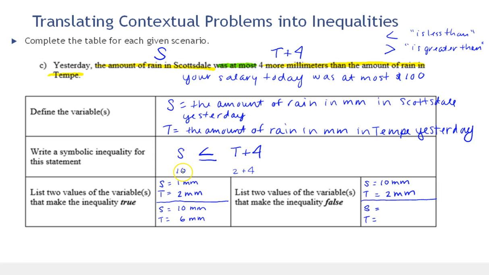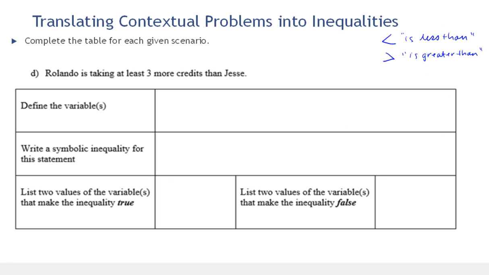And I'm going to make another value based on 10. If Scottsdale was 10 millimeters, and let's erase this and find another value. I'm going to think of another value I can add to 4, so when I sum it with 4, it's not greater than or equal to 10. So how about 0? So 0 plus 4 is 4 millimeters. So 10 is not less than or equal to 4 millimeters, so these pairs of variables make the inequality false.